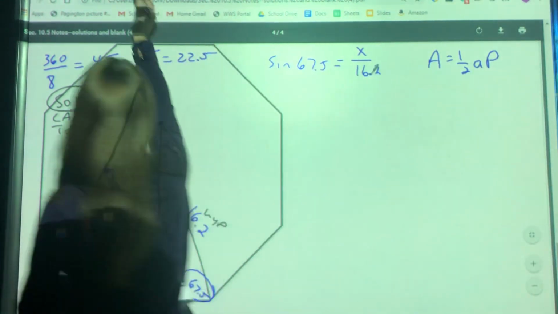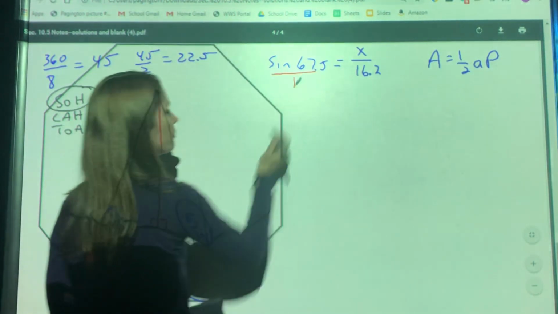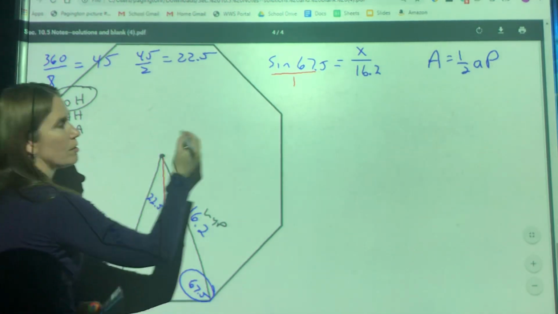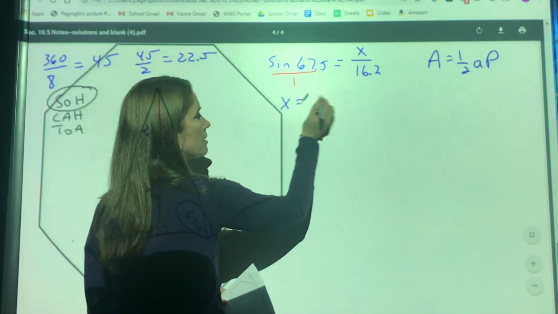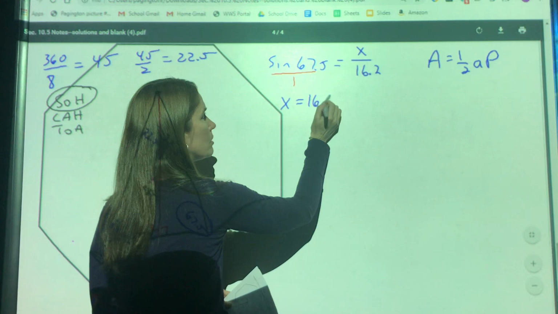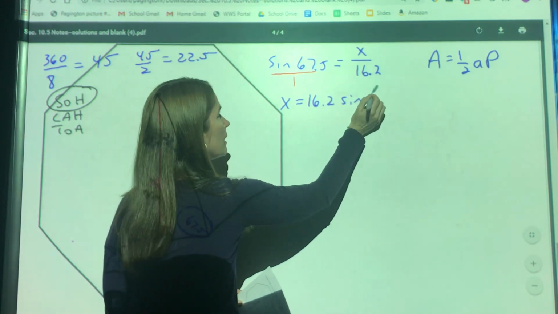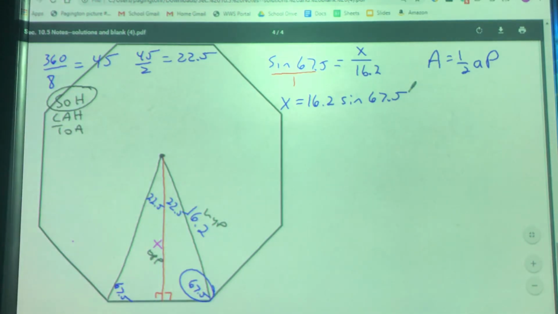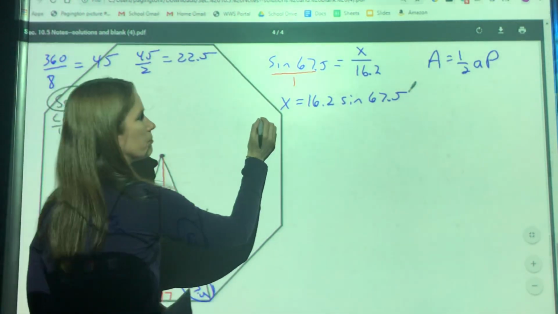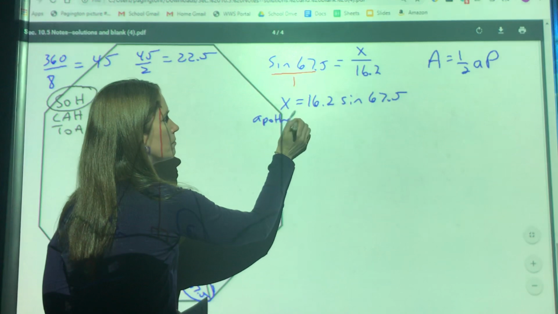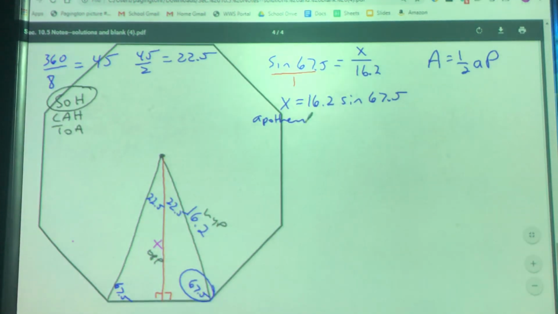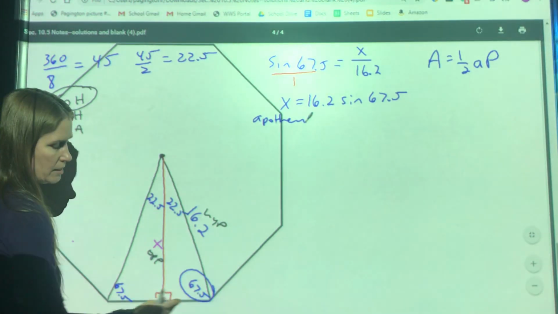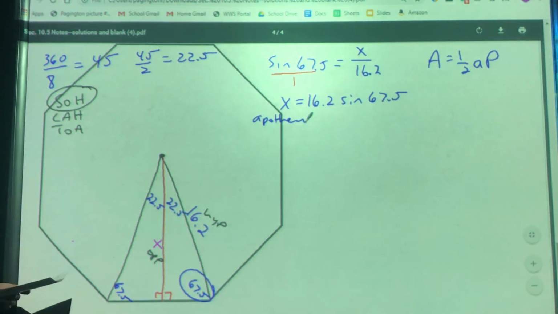And again, I am going to cross multiply like we did before. And when I do that, I get 1 times X is X, and 16.2 sine of 67.5, and that is representing my apothem. If it helps you to label that. Okay. Now I also need to find out what this length is from here to here.